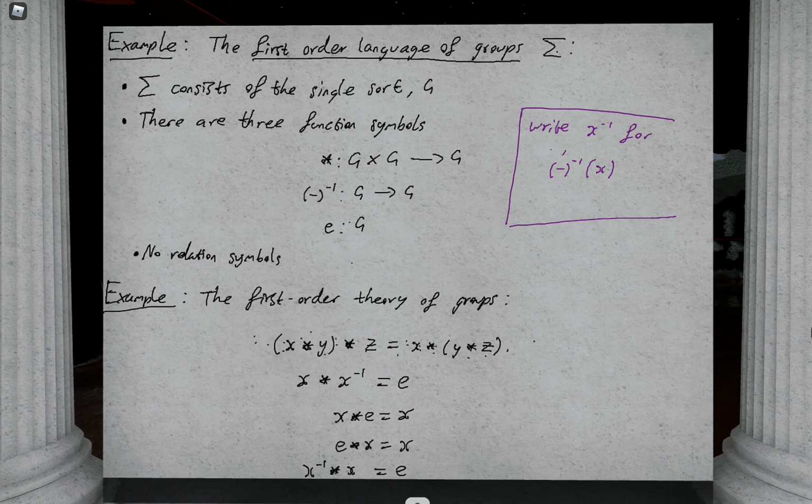Okay, and then to finish off this example, we can look at a model of this theory, where we're going to have the domain of this interpretation as the integers, and we'll see that in fact we'll end up with a group. So let's move over to this next board.